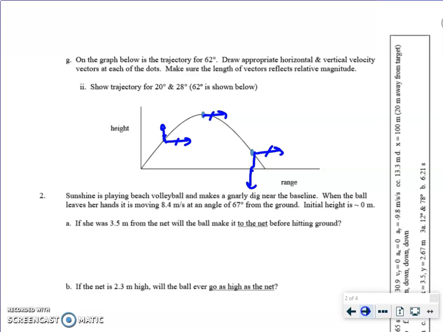Now draw a trajectory for 28 degrees. So this is 62, so 28 is going to go the same range, is not as high, so I might choose something like that. And then for 20 degrees, based on the previous problem, it's not going to go as far nor as high, so it might be something like that. So that's 28 and that's 20.